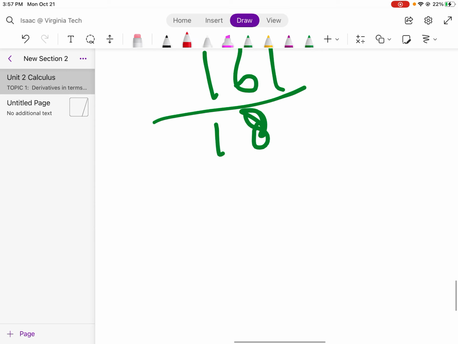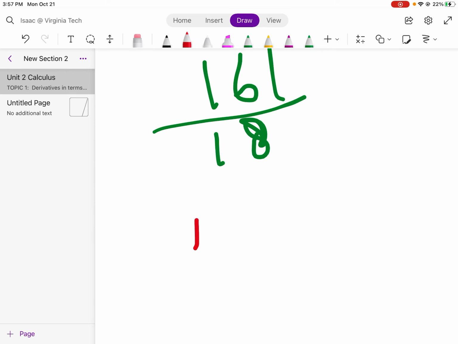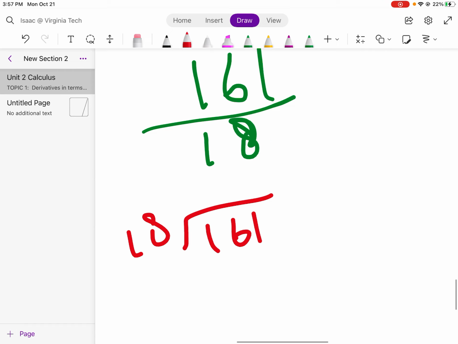In the old days, if they really wanted to, they could have done this. I'm not doing that. And you don't have to do that either unless you have a professor that makes you. You don't have to do the long division. Just leave it as 161 over 18.